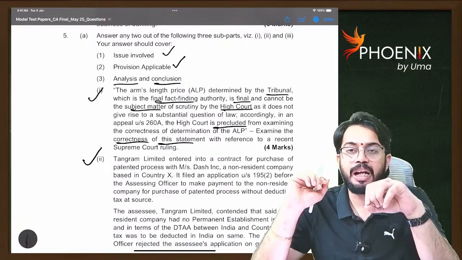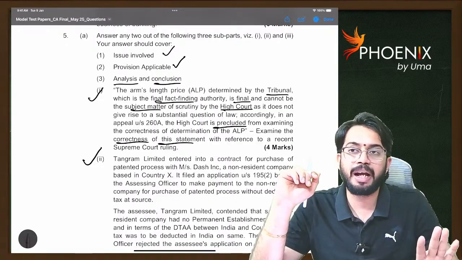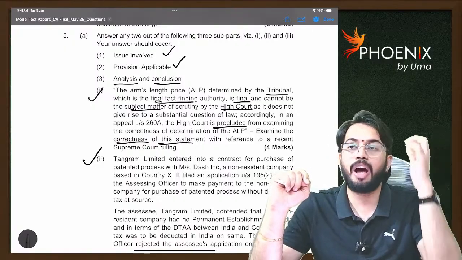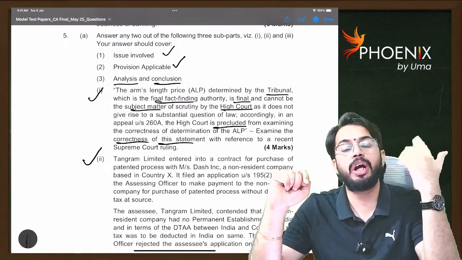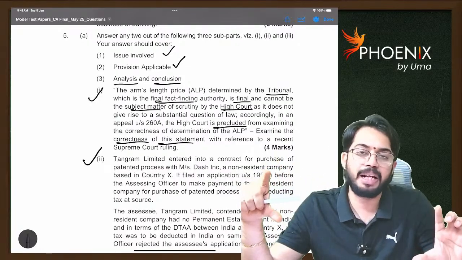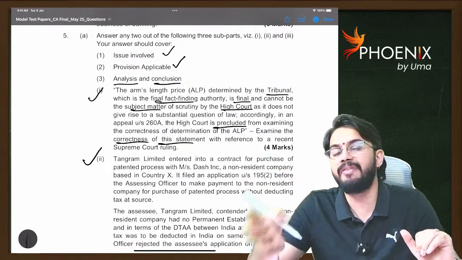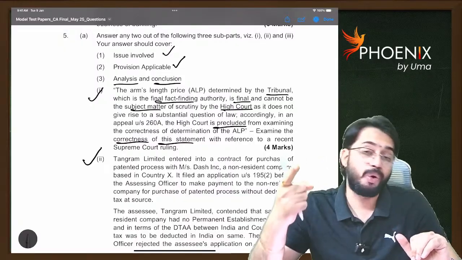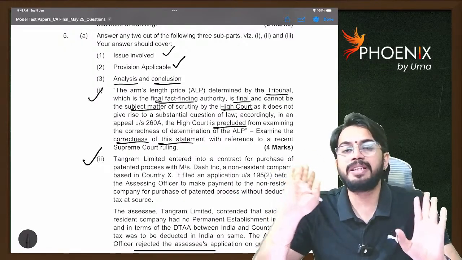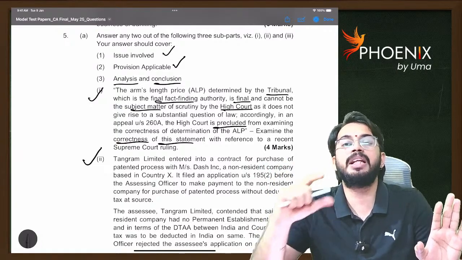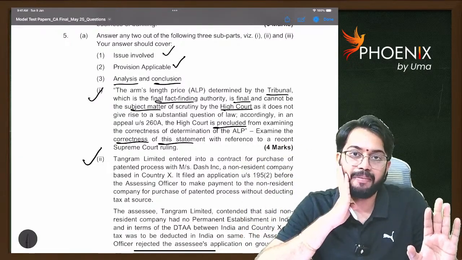See, generally with regard to question of fact, maximum you can go up to ITAT. With regard to question of law, you can go up to High Court, you can also go up to Supreme Court. With regard to calculation of arm's length price, already tribunal has given order. Now, SSC wanted to go to High Court. But assessing officer is saying SSC cannot go to High Court because already arm's length price is determined by tribunal.